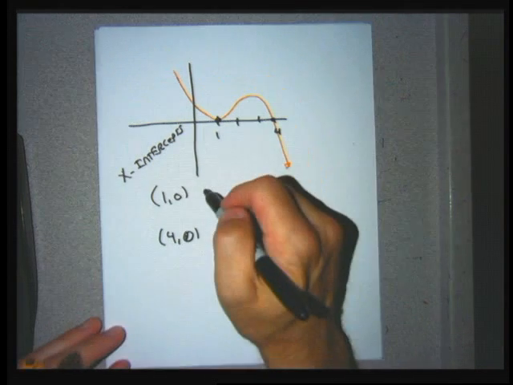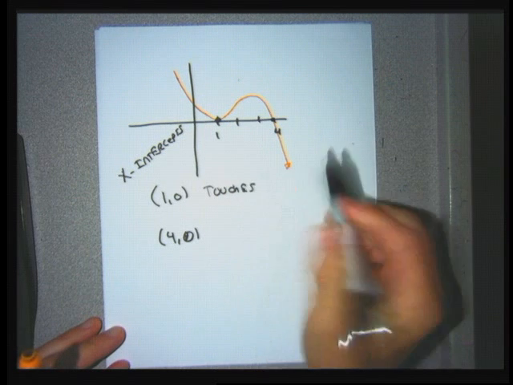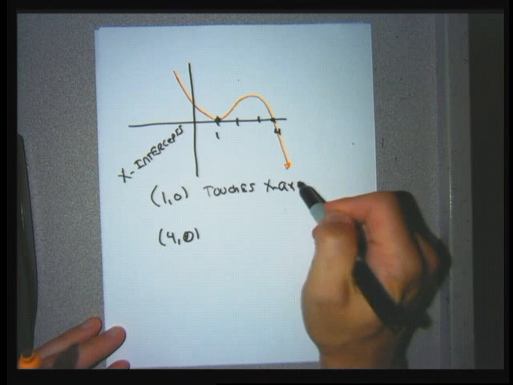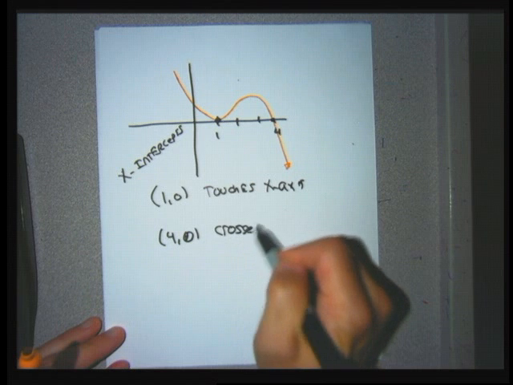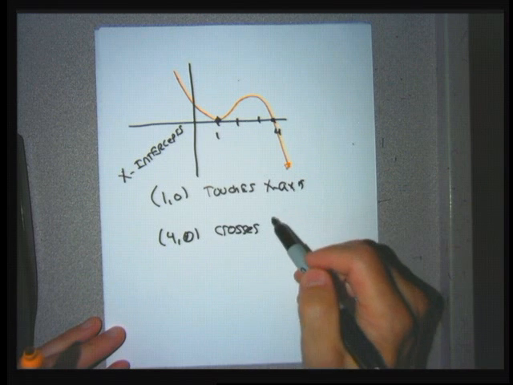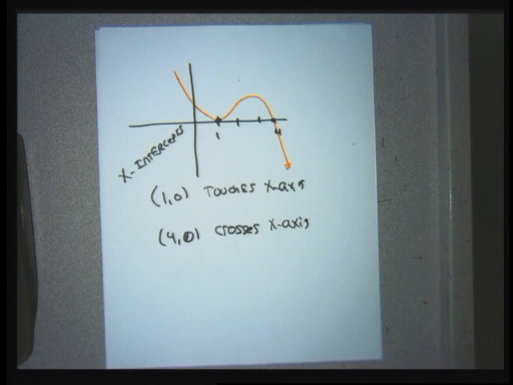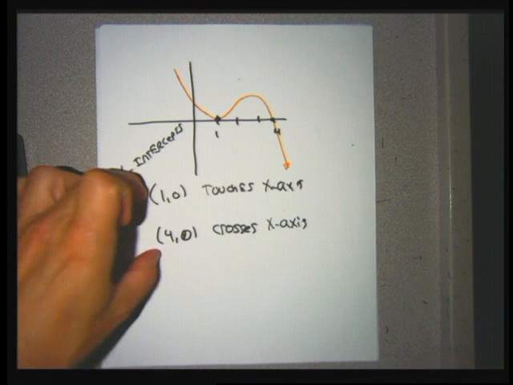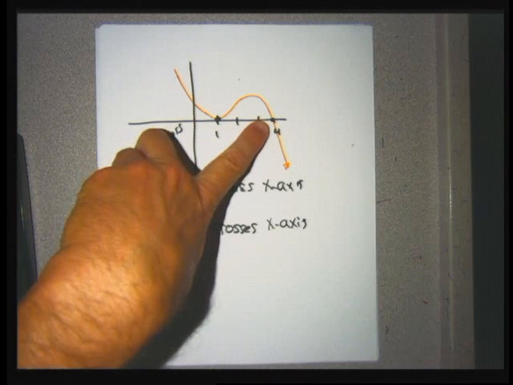At the point 1, 0, I say the graph touches but does not cross the x-axis. And at the point 4, 0, I say the graph crosses the x-axis. Let me start to show you how I could make a graph have these x-intercepts and how I could change a graph from touching to crossing the x-axis.